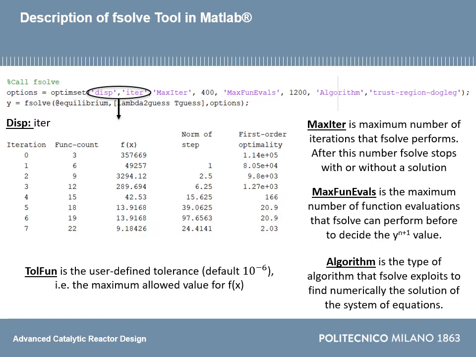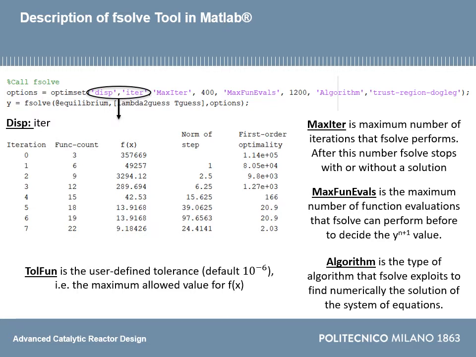If we observe that fsolve is converging, but stops because it reaches MaxIter or MaxFunEvals, we can just set higher values of these two parameters, and try again. However, a MaxIter above 1200, and MaxFunEvals above 12,000, are usually not necessary, if fsolve is properly used.